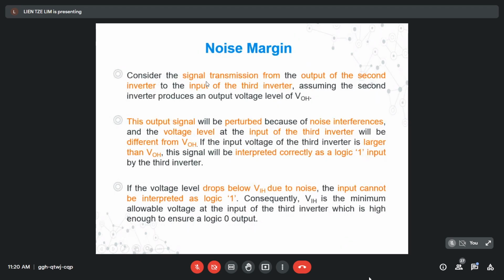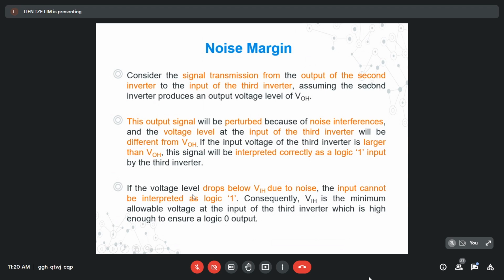Okay, consider the signal transmissions from the output of the second inverter to the input of the third inverter. Assuming the second inverter produces an output voltage level of VOH, these output signals will be perturbed because of the noise interference, and the voltage level at the input of the third inverter will be different from VOH. If the input voltage of the third inverter is larger than VOH, these signals will be interpreted correctly as a logic 1 input by the third inverter.